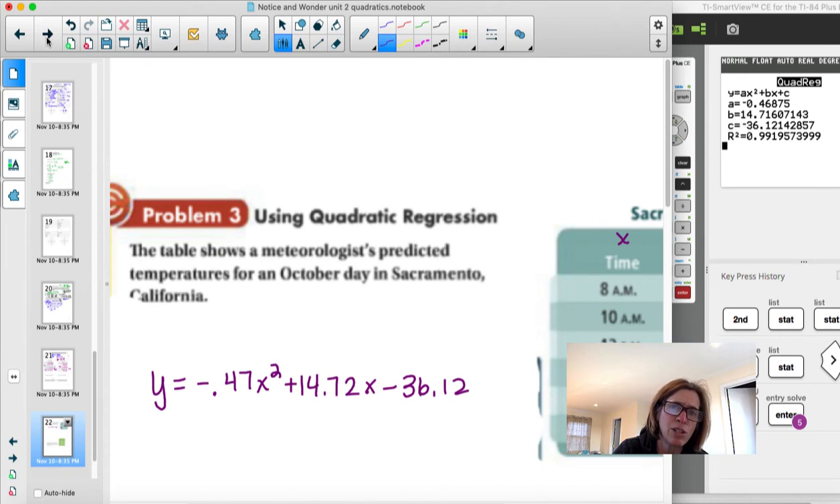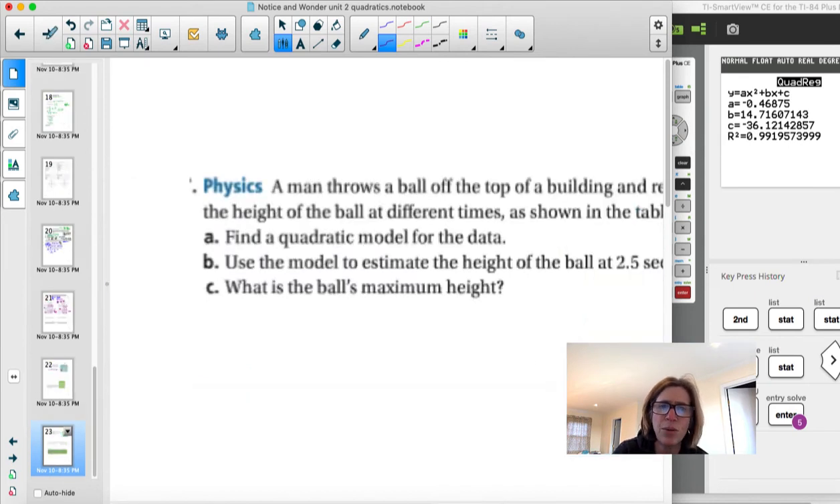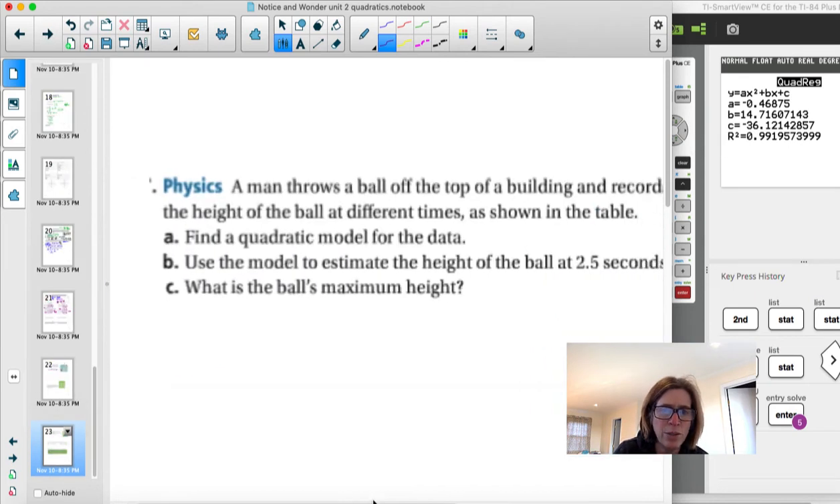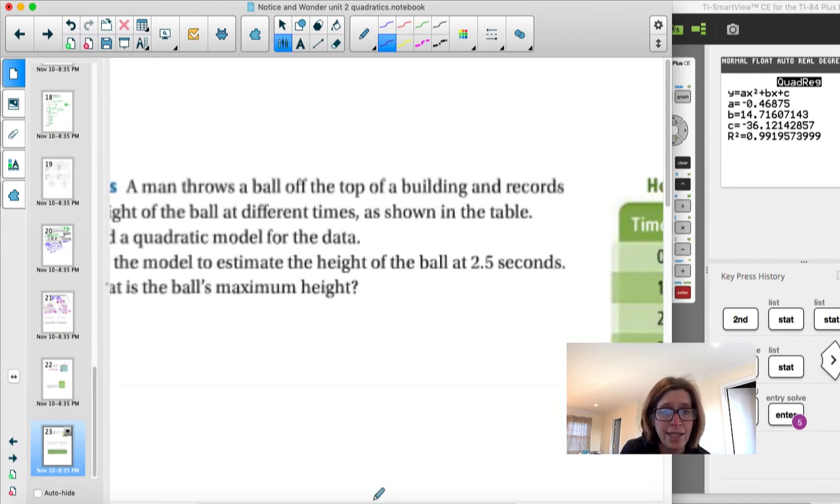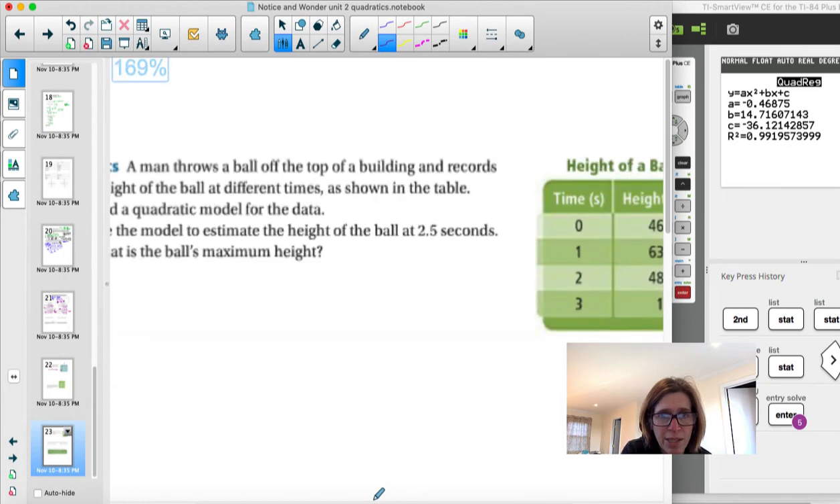Let's actually answer a question with it. A man throws a ball off the top of a building and he records the heights. Let me make this a little bit smaller so we can see it.